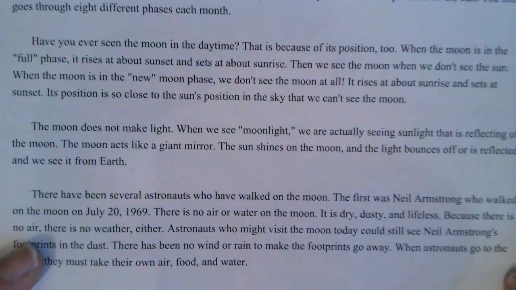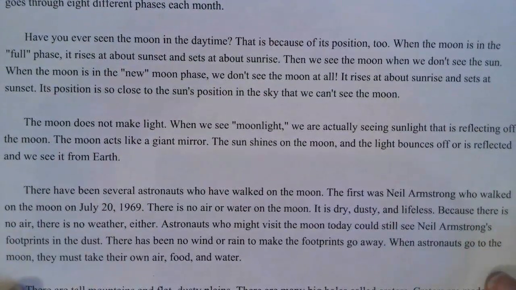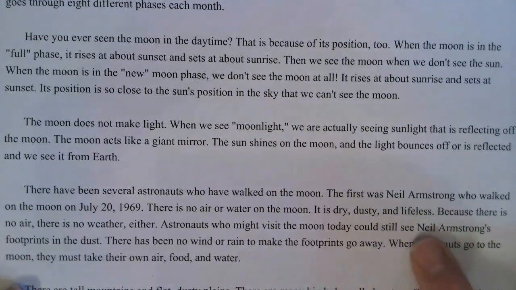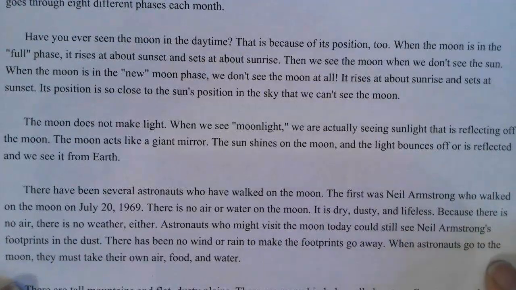A couple more things. There have been several astronauts who have walked on the moon. The first was Neil Armstrong, who walked on the moon on July 20th, 1969. There is no air or water on the moon. It is dry, dusty, and lifeless. Lifeless meaning there's no life, no bugs, no humans.